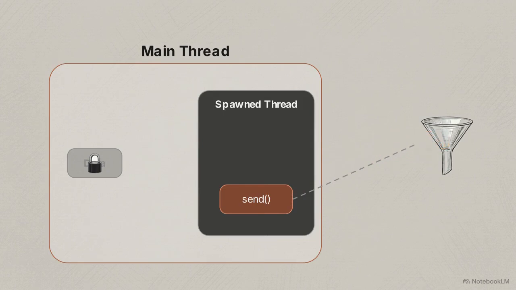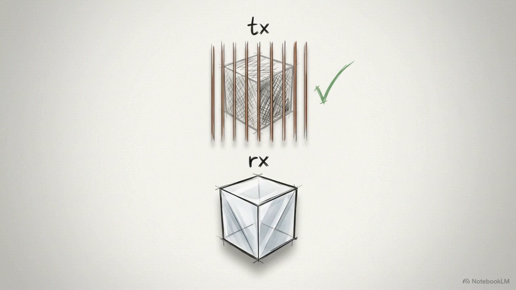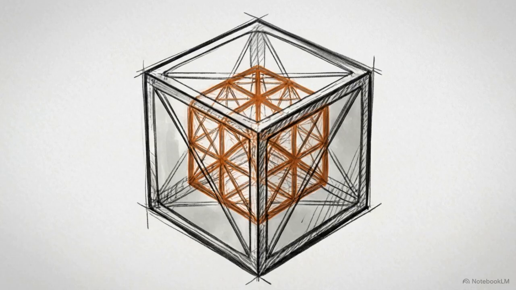If the original thread attempts to read that variable afterward, the compiler intervenes, throwing a borrow of moved value error. By revoking access from the sender, the strict transfer of ownership physically eliminates the possibility of a data race. The original thread simply cannot corrupt memory it no longer owns.